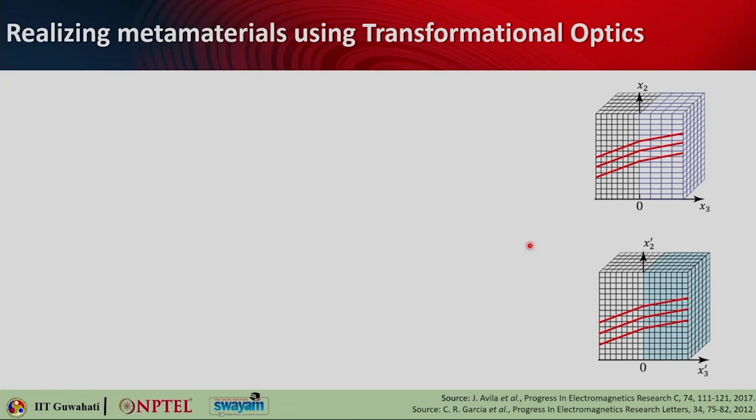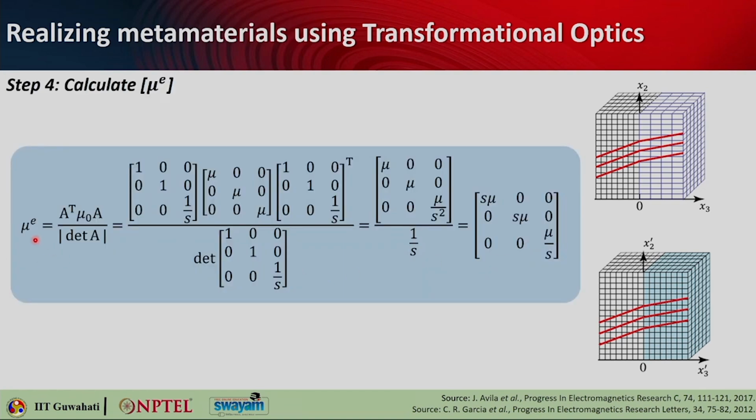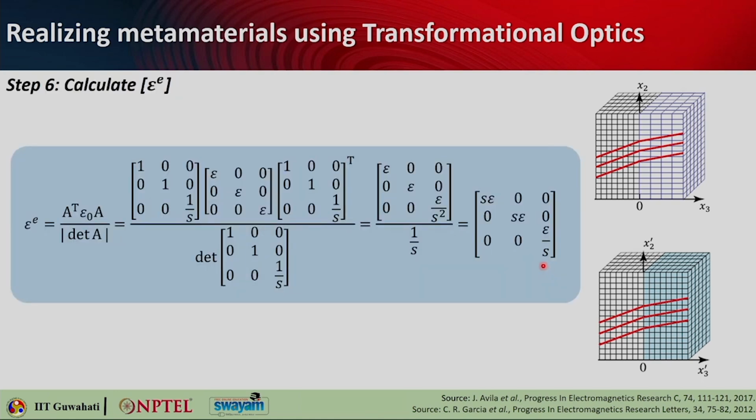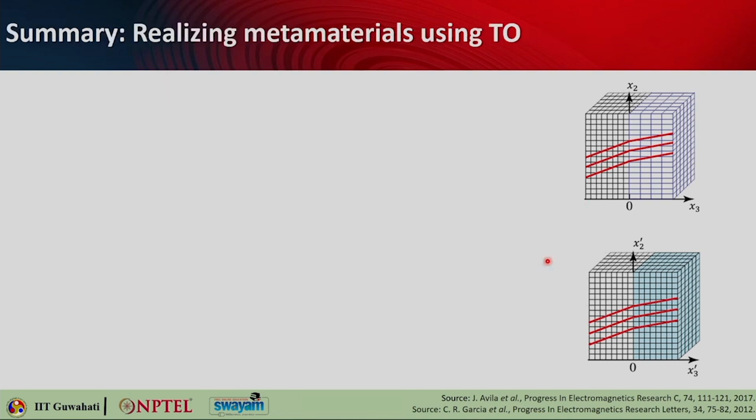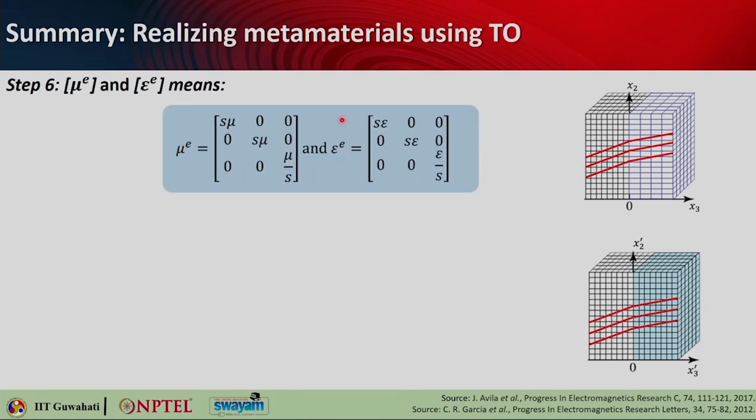So, this is what we require, and once we have the Jacobian matrix, you can calculate the equivalent permeability using this formula, that is A transpose mu naught A over determinant of A, and doing this particular maths you can find out that it comes out to be s mu 0 0, 0 s mu 0, 0 0 mu over s. Okay. Similarly, the same thing will also apply for the permittivity, okay, and you can obtain the permittivity values to be this one. So, it is s epsilon 0 0, 0 s epsilon 0, 0 0 epsilon over s. So, with these particular values you are now able to get that kind of bending.